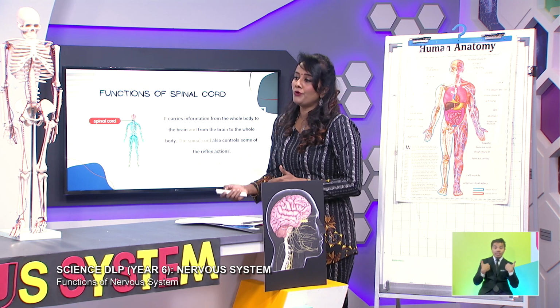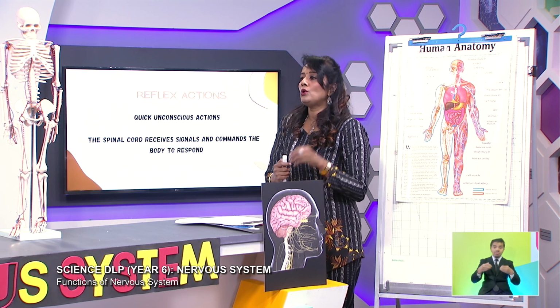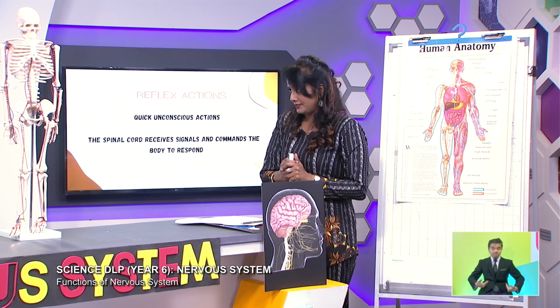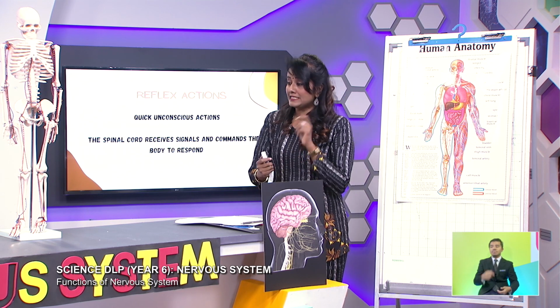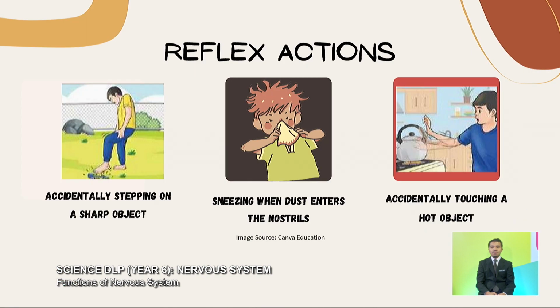So when you look at it, we are talking about reflex actions, right? Quick unconscious actions. For example, the spinal cord receives signals and commands the body to respond. For example, I give you some reflex actions. When you accidentally step on a sharp object, what will you do? Ouch! Ouch! That's what we call reflex actions. On the spot you will react to it.